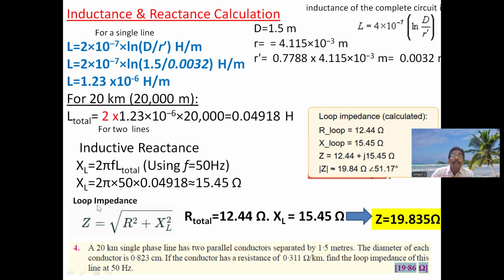Finally, we can calculate the loop impedance using the formula Z is equal to square root of R square plus XL square. So just substitute the value of total resistance obtained from the previous slide. R total is equal to 12.44 we got. Then substitute the value of XL, 15.45. By calculation, we'll be getting Z is equal to 19.835 ohm.